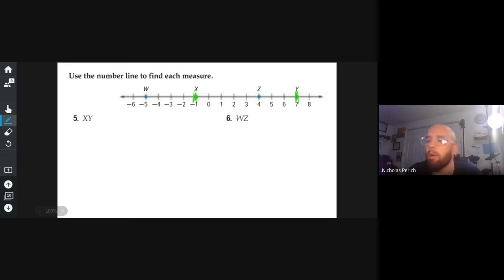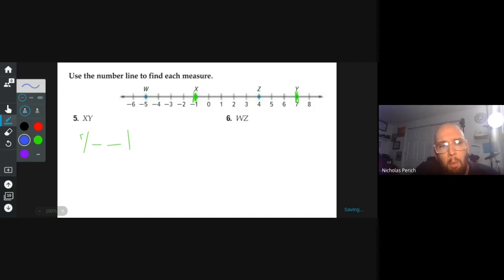How long is that? Eight. Good. Best way to do this is go from the bigger number and subtract out the smaller number. 7 minus -1 is the same thing as 7 plus 1, which is 8.